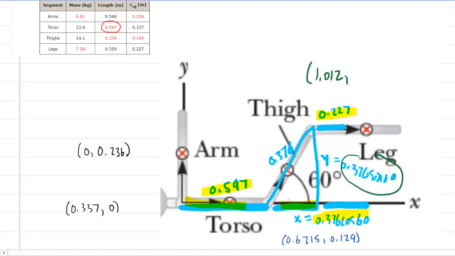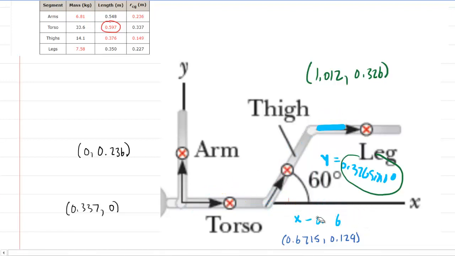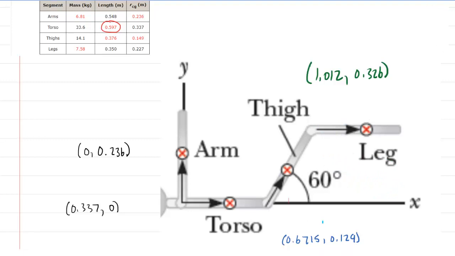It's just this right here. It's going to be 0.376 times the sine of 60. That is 0.326. So finally, we have the x and y coordinates of all of the centers of gravity for the four body parts. Now we can start to get the coordinates of the center of gravity overall.